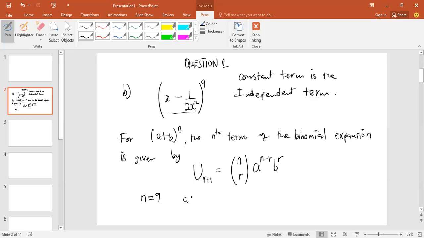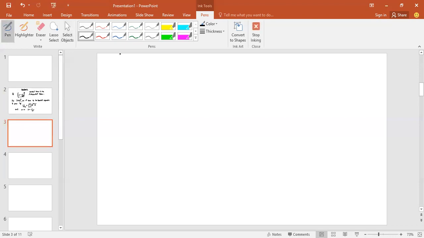Then your a, in that case, is x, and your b is negative. Of course, you get it with a negative because here you have plus and there you have negative, so you get it with the sign in front. So you say negative 1 over 2x squared. That is your b. Then you are going to apply this formula now. Let's go to the next page. So you apply the formula.